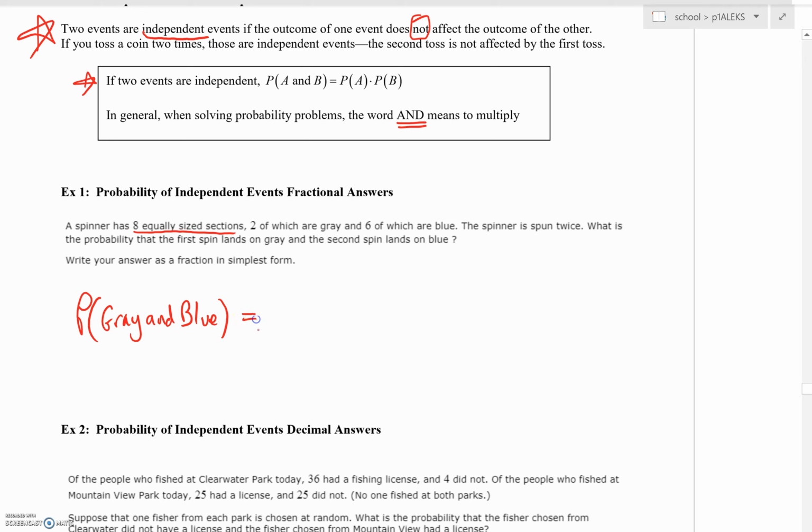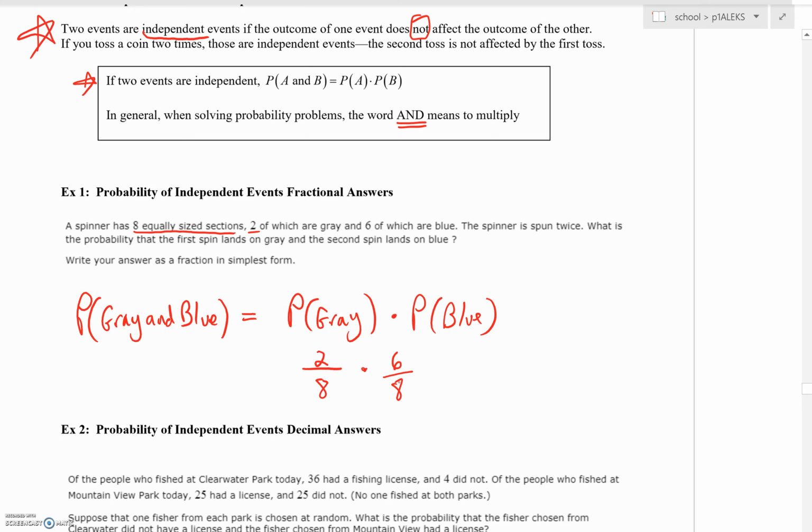Well, no matter what happens for the first spin, we're going to assume that it has no bearing, no effect on the second spin. So it's simply going to be the probability of spinning a gray, multiplied by the probability of spinning a blue. So gray, we've got 2 successes out of 8 possible outcomes. So that's 2 out of 8. And we're going to multiply that by the blue, which would be 6 out of 8.